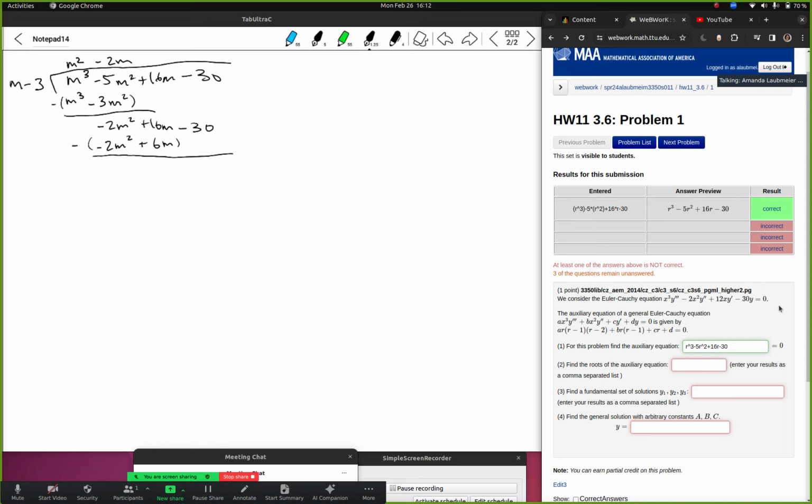Again, my first term cancels. And then 10m minus 30. And then I'm going to do plus 10. So then I'm going to get 10m minus 30. And when I subtract that off, I'll get 0.